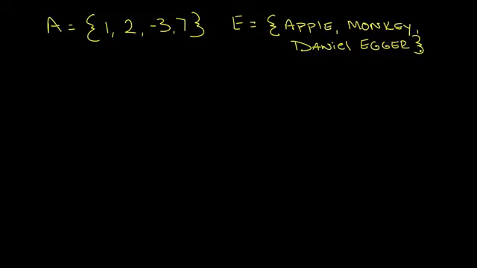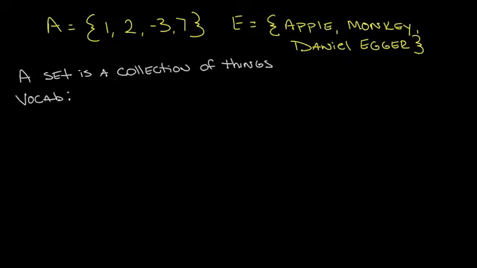Okay, so what can possibly be a general notion that meets these two ideas? Basically, a set is a collection of stuff. Let's write that down. A set is a collection of things. Doesn't really matter what those things are. A little bit of vocabulary. A set is made up of elements.